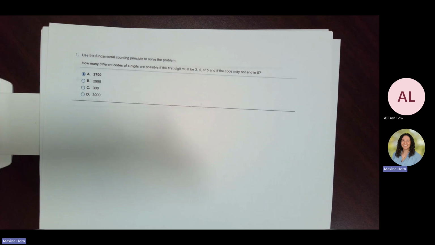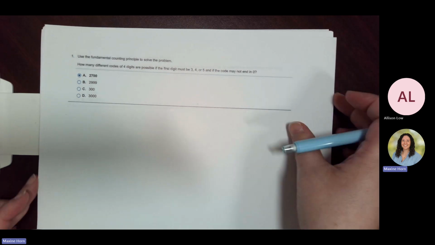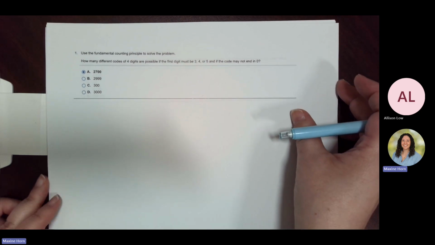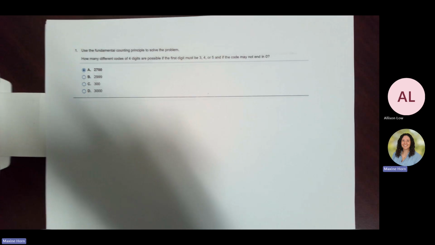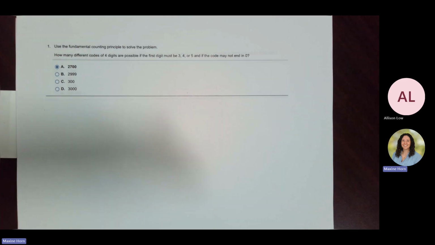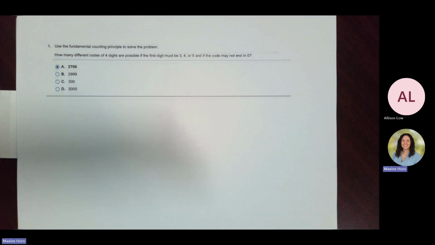So get my calculator here. All right, use the fundamental counting principle to solve the problem. I'm going to zoom in just a little. Okay. Turn the light on. There we go. How many different codes of 4 digits are possible if the first digit must be 3, 4, or 5, and if the code may not end in a 0?